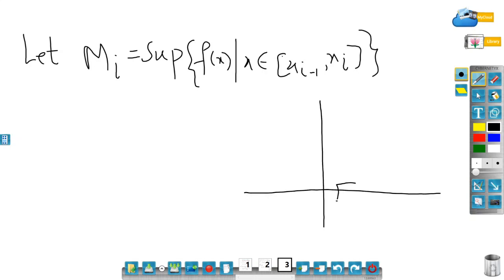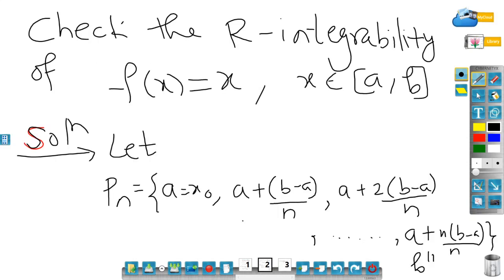See, you can see that this is my a and this is my b. When I say f(x) is equal to x, then it is a straight line passing through the origin basically. Right. So this is an increasing function. So whatever rectangle I take, suppose this is x_0, this is x_0 plus (b minus a)/n, so basically this is x_1. Now in this case, what is my x_1? This is my x_1. This is my x_2.